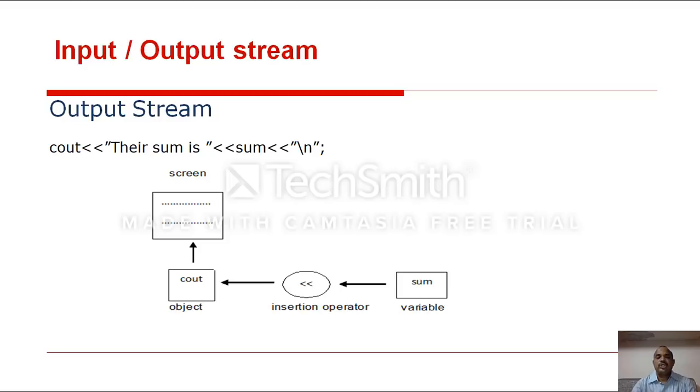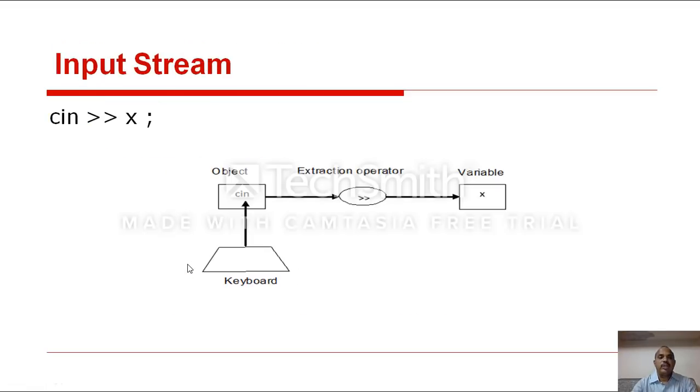In this output stream, cout is an object, and this is the insertion operator. Sum is a variable. This operator collects the value from the sum memory location and the value is inserted onto the screen with the help of cout. So the variable name is called sum, it has some value, and the value is inserted onto the screen with the help of the output stream. Clear, all of you? Then the next one is input stream.